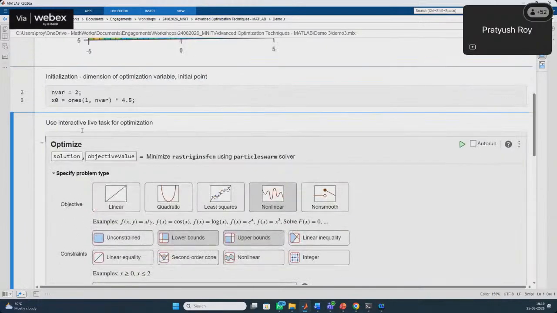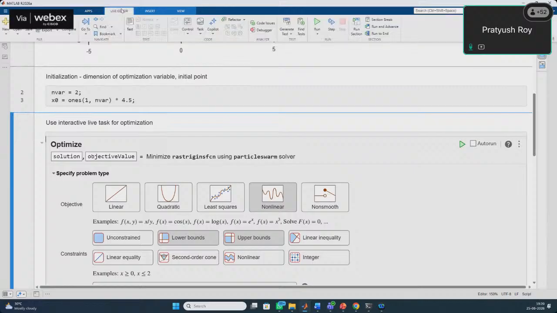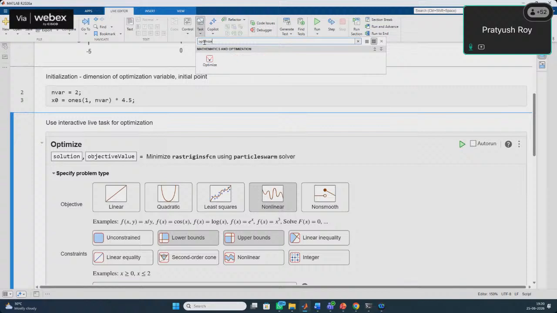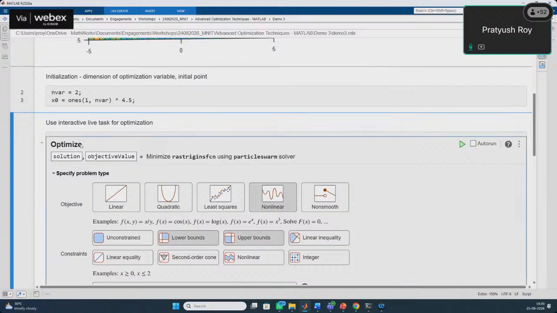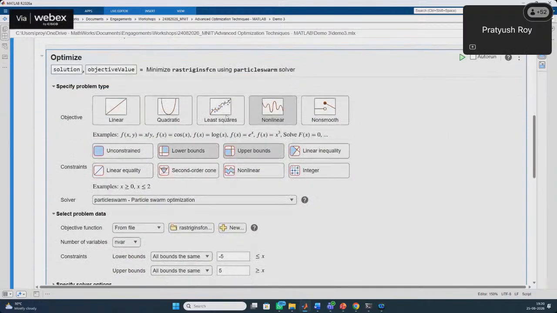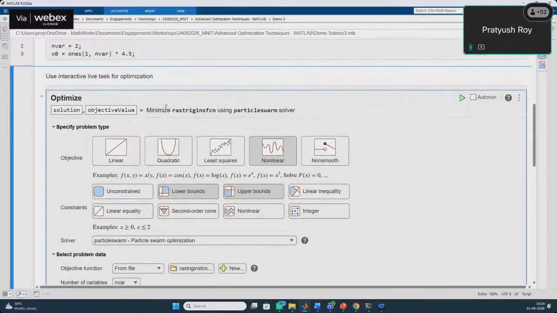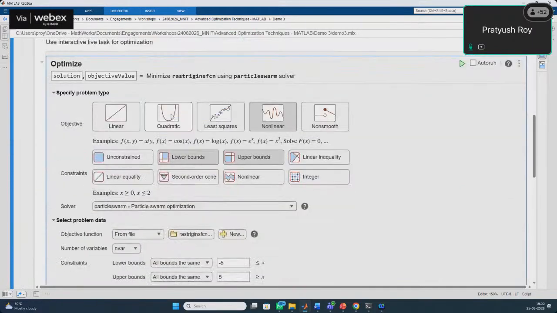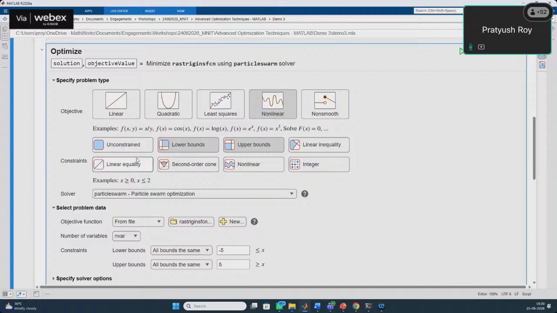Similar to what we did last day, we will create another task. To access this task, you have to go to the live editor tab. Under the task option, you can search for optimize, and this particular task will open up. So don't worry. The problem that we are trying to solve here is a nonlinear problem again, because the function that we have here is a nonlinear function. It's not linear. Are there constraints? No, not as such.